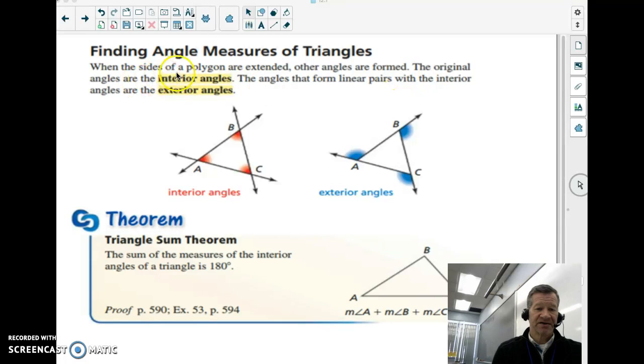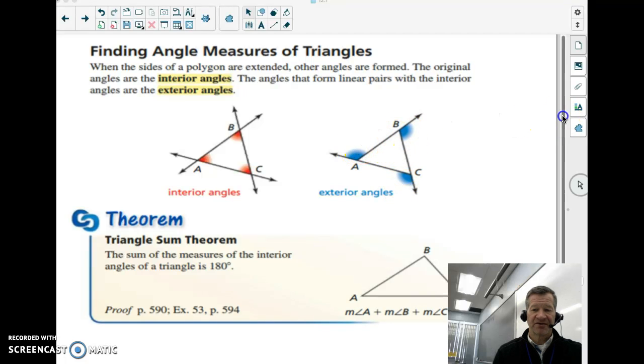The original angles are the interior angles, so you can see these three red angles that are inside the triangle are called interior angles. When the sides are extended, the angles that are formed outside are called exterior angles, as illustrated here.